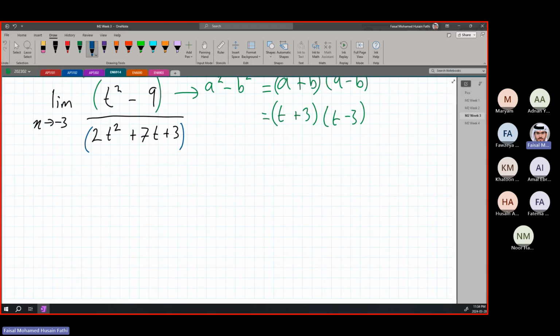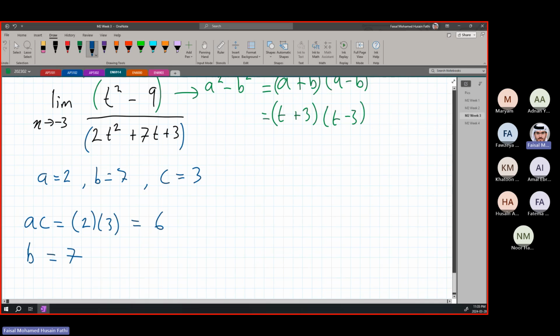So to factorize this, first, we're going to look at a equal to 2, b is equal to 7, and c is equal to 3. And then we're going to have to do some trial and error here to be able to factorize this. The way you do this is, first we do AC, which is a times c, so it's 2 times 3, which is equal to 6. And b, which is equal to 7. We're going to be looking at these two values now, okay?